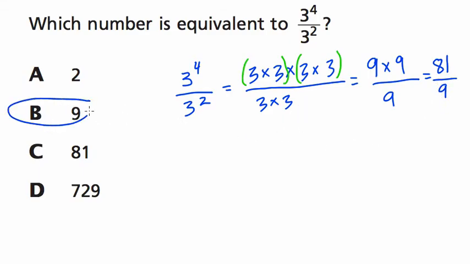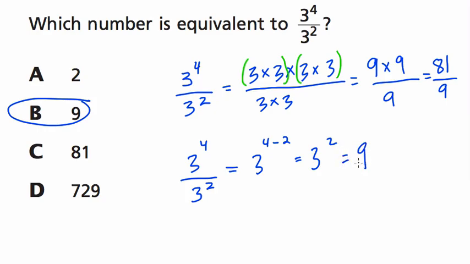That's our answer. Another way of doing it is to remember that because we have a base of 3, remember these numbers, the big number is called a base and the small number is called an exponent. If the base is the same and we're dividing, we can just simply subtract the exponents. So this is really 3 to the 4 minus 2, which is 3 squared, which is also 9. All right, I hope this helped.